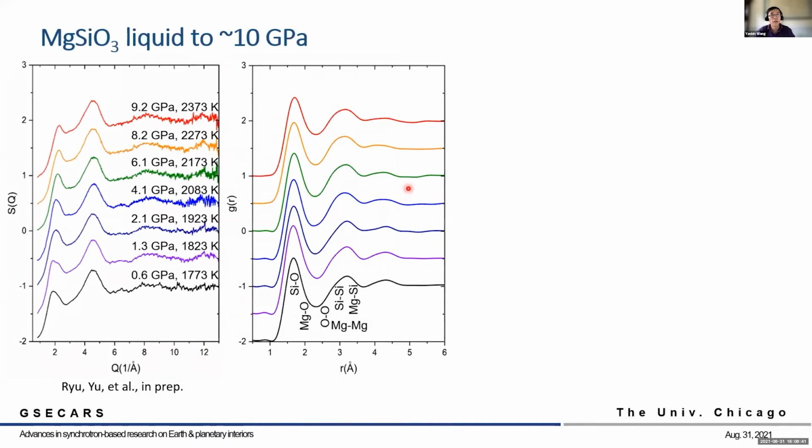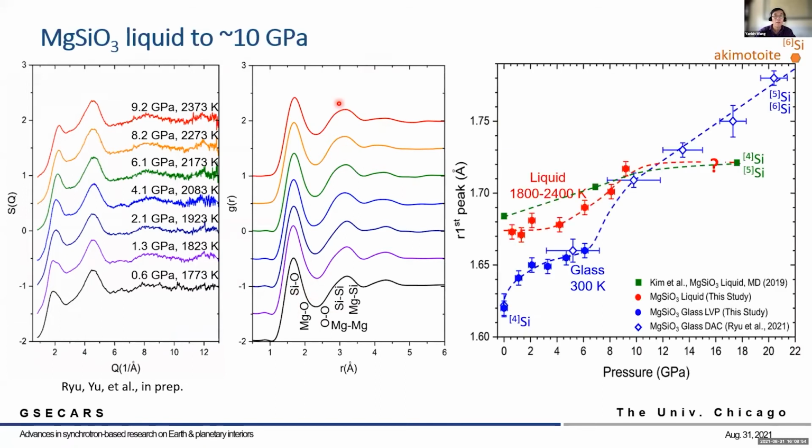For anesthetic liquid, we have studied this up to about 10 GPa, and you can see the liquid structure changes very subtly from near zero pressure to 10 GPa. To compare with the glass, anesthetic glass and the liquid behave very differently.